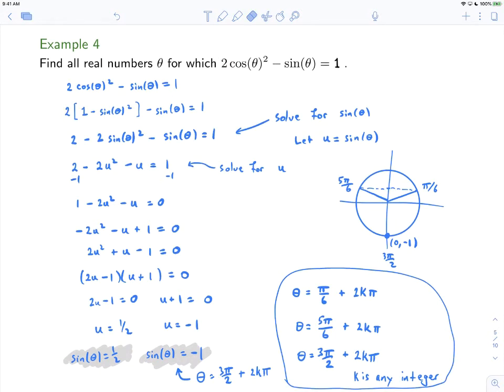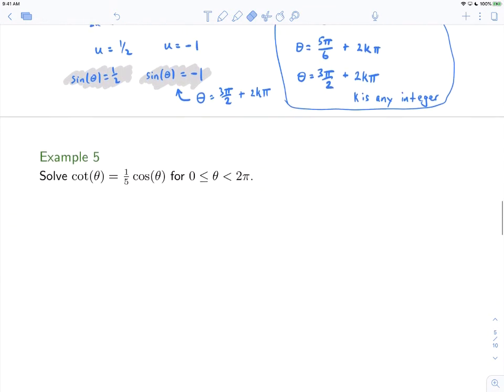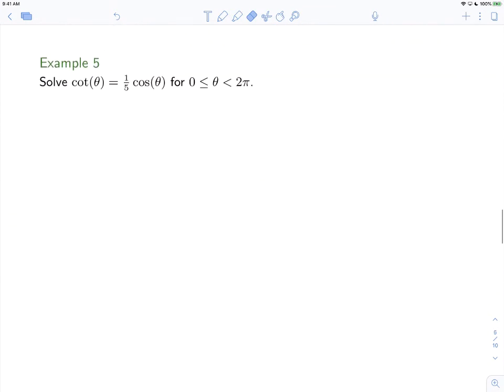Let's do another example. Cotangent of theta equals 1/5 cosine of theta. We want to solve this equation for all theta between 0 and 2 pi, including 0. So the equation that we're looking at is cotangent of theta equals 1/5 times cosine of theta.